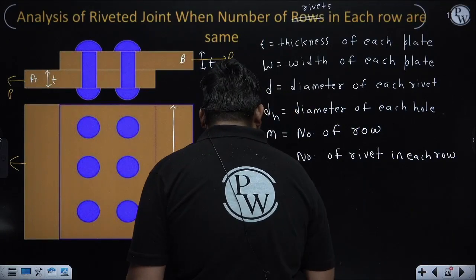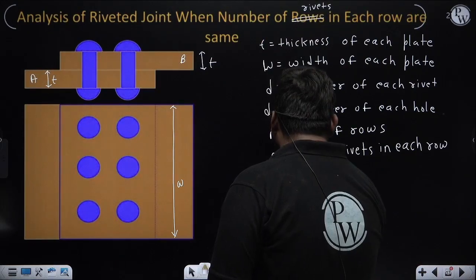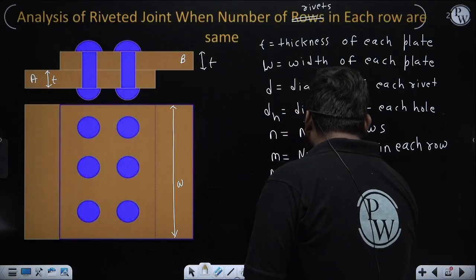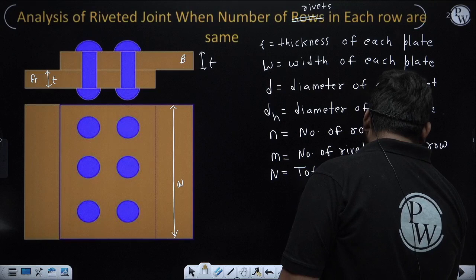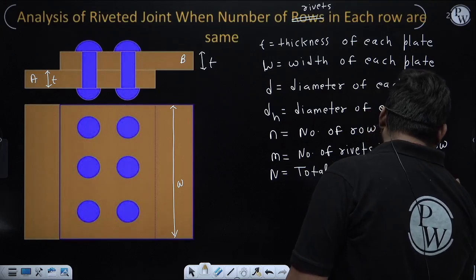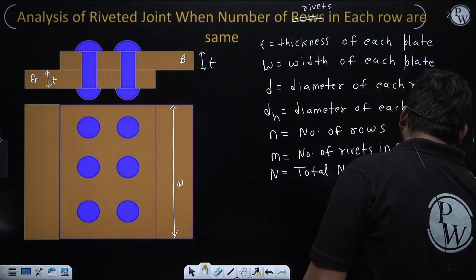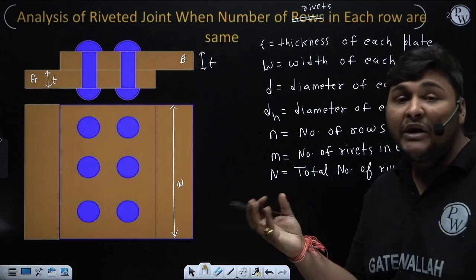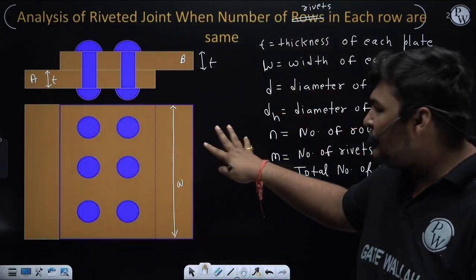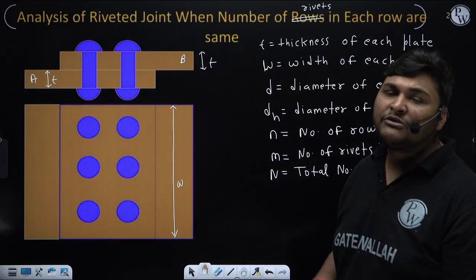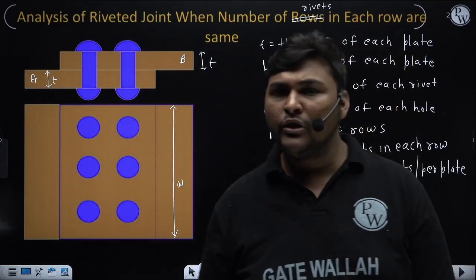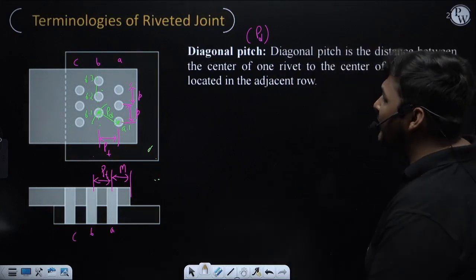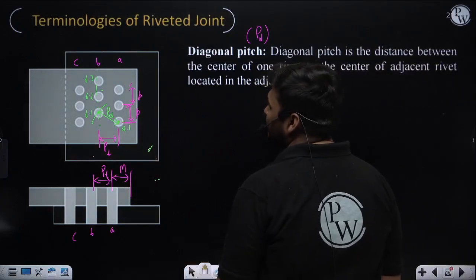Now suppose capital N is the total number of rivets per plate. Why am I writing per plate? Because in a butt joint you have to see the number of rivets per plate. In a lap joint you will not get confused. Here I will ask what is the total number of rivets. By looking at this diagram you can say, sir, it is 6. You need not memorize this formula. If in this diagram I ask what is the number of rivets, we will say 9.